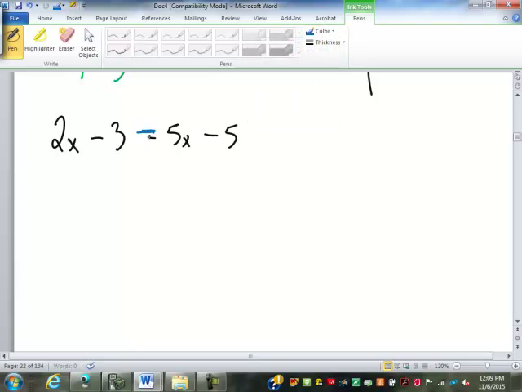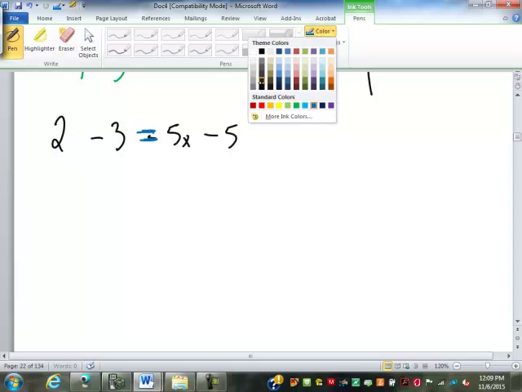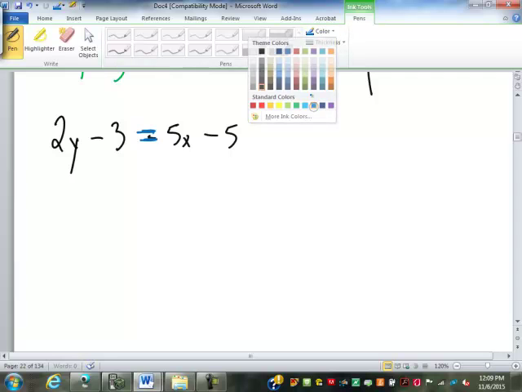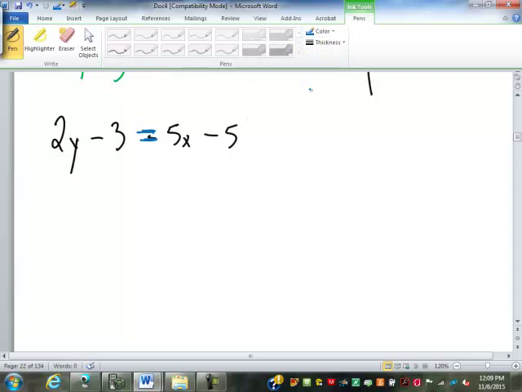So here's our equal sign. Y is, or that should be a y, not an x there. Sorry about that. 2y minus 3. We have to get y by itself again. It has to be y equals. Well, here y has been multiplied by 2 and 3 has been subtracted from it. So to solve, we've got to add 3, leaving us with 2y.